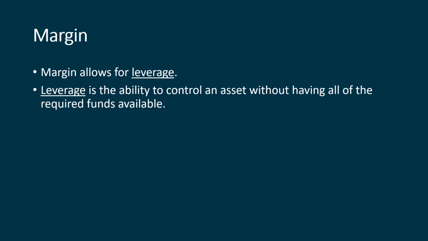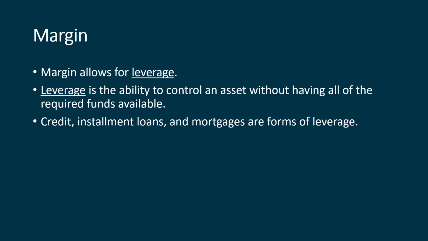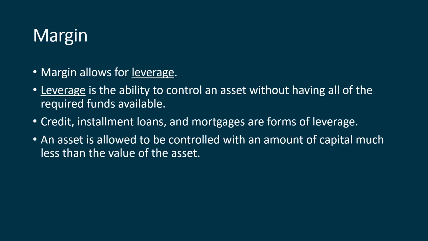Well, leverage can also be used in the stock market. You can deposit an amount of money and then borrow additional money to be able to purchase more stock. Other examples of margin could be credit. This can be installment loans, where you buy a car and then you pay that off over a period of time. Mortgages, which is what I referred to just a moment ago. These are all different forms of leverage. An asset is allowed to be controlled with an amount of capital that's much less than the value of the asset itself.